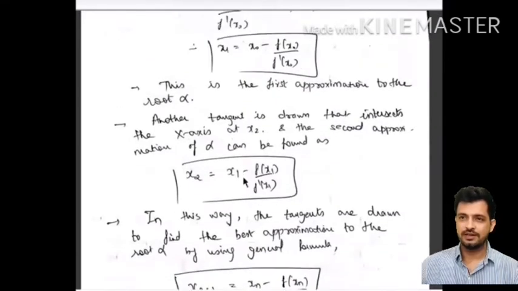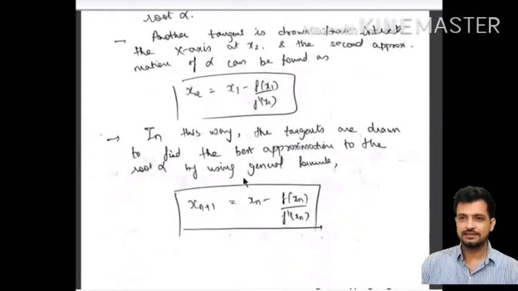What about the general equation? The general formula can be written as xn plus 1 is equal to xn minus f of xn upon f dash of xn. Using this formula, if I want to find x1, then I have to place n equal to 0. If I want to find x2, then I have to place n equal to 1, and so on.